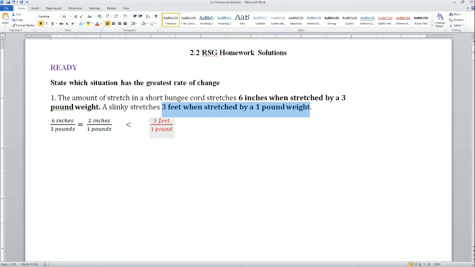2 inches or 3 feet? 3 feet is much bigger. Okay. 6 inches by 1 pound weight. Good.